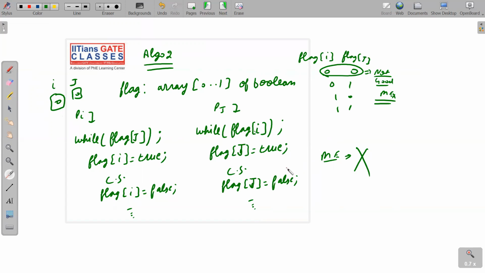Obviously race condition will come, no? When mutual exclusion is not satisfied, race condition will come. So I hope you remember what race condition is and all. Okay, now you can take a snapshot or something. And that's all for today.